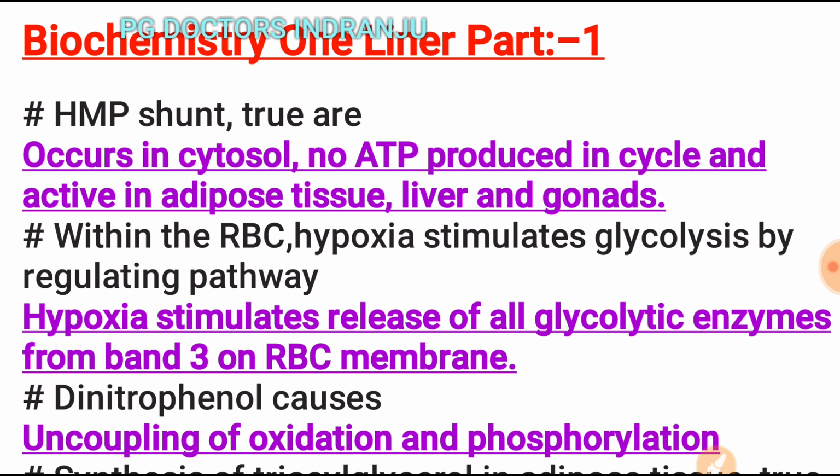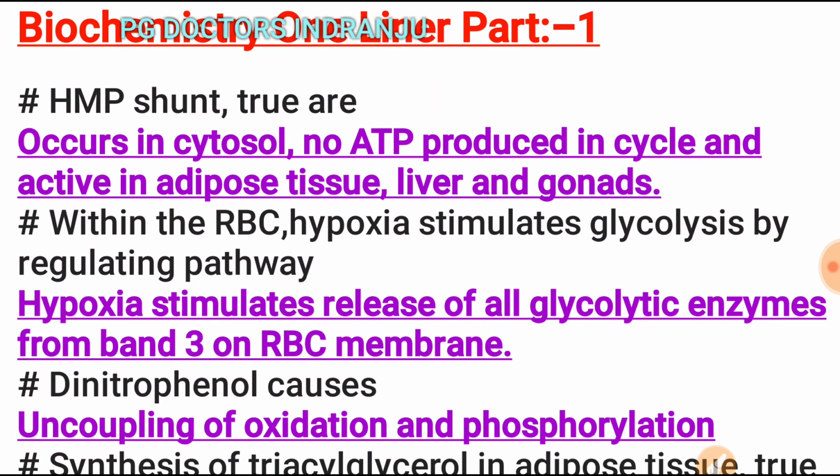Today's topic is the most important topic, Biochemistry online part first. This is for you and for your best performance in all types of medical PG exams.